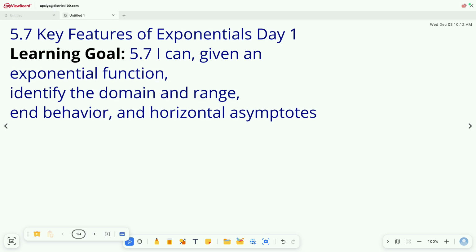But we're going to be finding all the same things. Range, domain, and not end behavior. So that's actually wrong. But our new vocab is horizontal asymptotes.